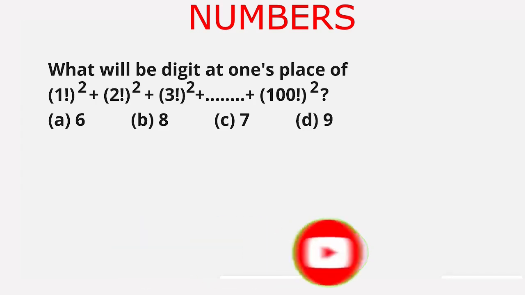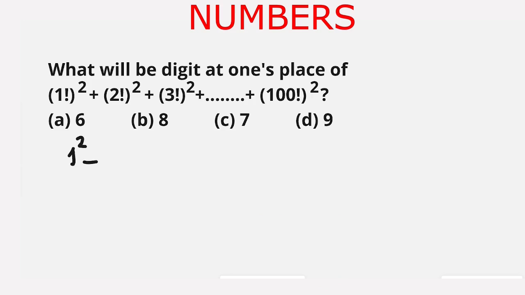Factorial 1 has value 1, so it is 1 square, plus factorial 2 has value 2, so it is 2 square, plus factorial 3 square. Factorial 3 has value 6, so it is 6 square, plus factorial 4 has value 24. So ones place of 24 is 4. So it is 4 square plus 5 factorial, which is 120. So the ones place of 120 is 0 and the square of 0 will be 0.